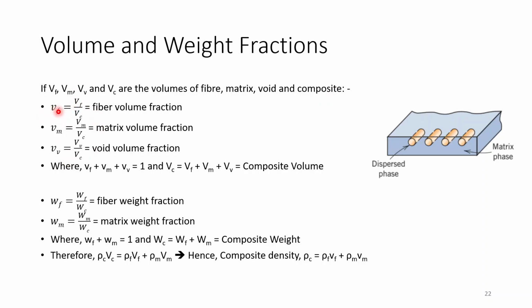So fiber fraction will be volume of fiber divided by volume of entire composite. Similarly, matrix, volume of matrix divided by volume of composite. And fraction of void, it will be volume of void divided by volume of composite. Now all these fractions combined will be 1, and if you add all of these volumes, these will give you volume of composite.